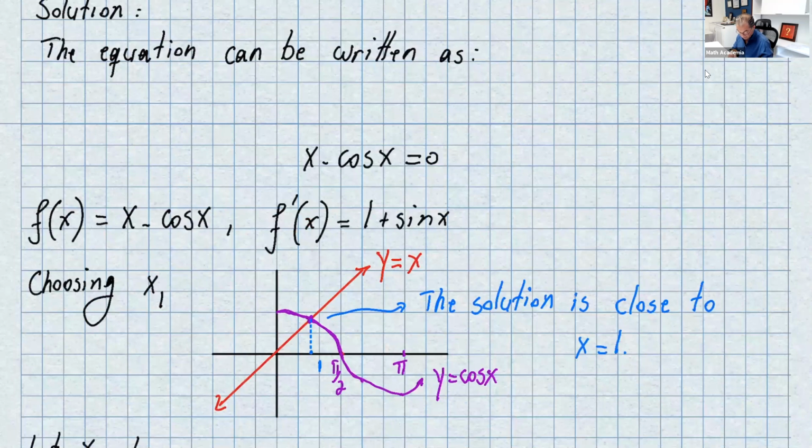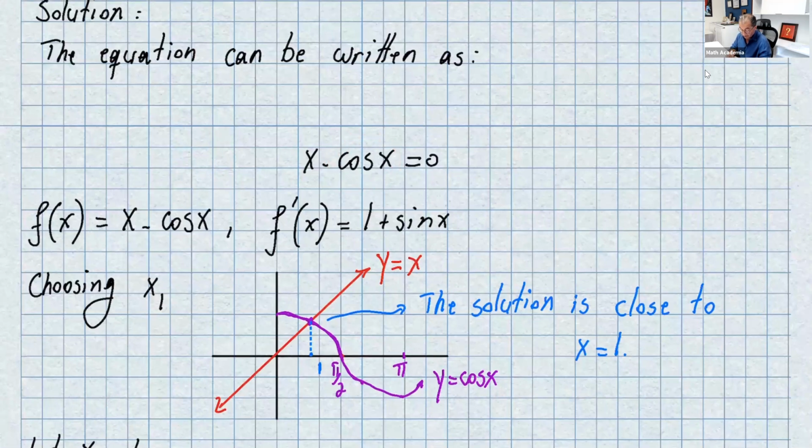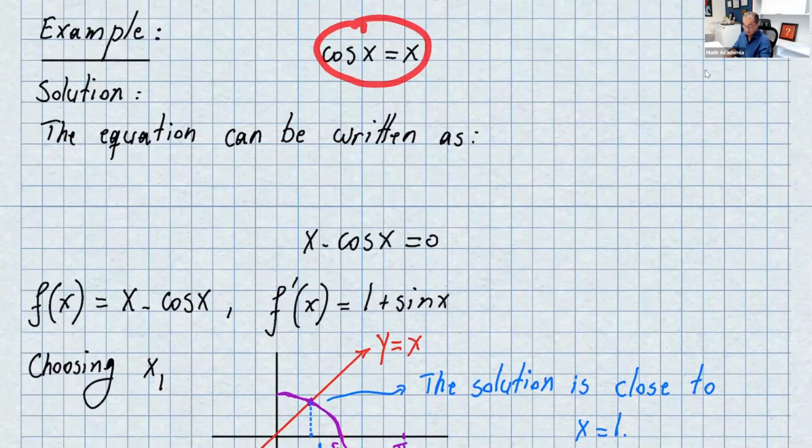Right away, find the derivative of that function, which is 1 plus sine x. The problem is to choose an x1, and you want to be close to the solution. To choose x1 in this case, I know I have two functions. One of them is x, and the other one is cosine x. Basically, the solution of this equation is where those two functions cross each other.